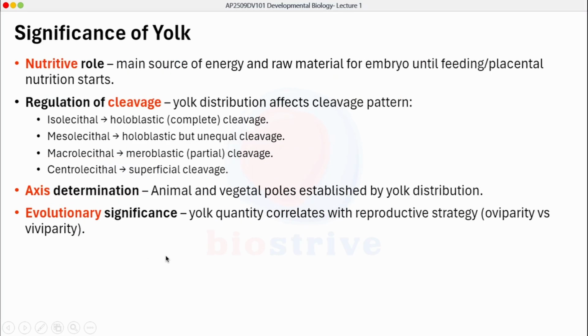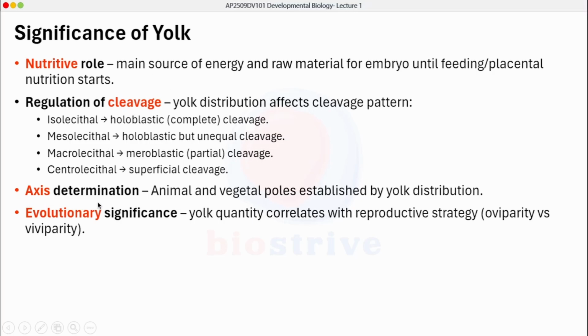What is the significance of yolk? Yolk is a primary nutritive material which is the main source of energy and raw material for the embryo until its feeding and nutrition mechanism is replaced by the placenta, which is present in higher mammals. It also helps in regulation of cleavage. I will make a separate video on cleavage as well. We will talk about how cleavage is decided by the type of egg.